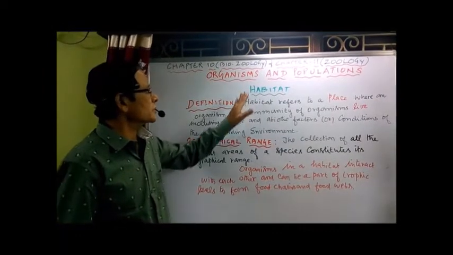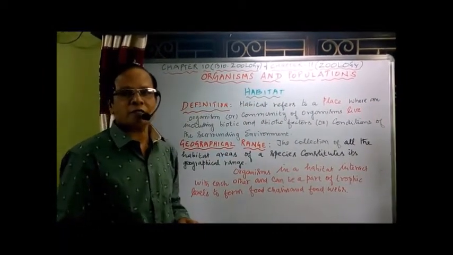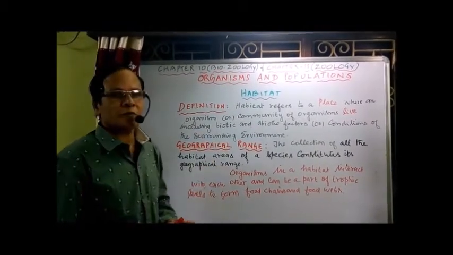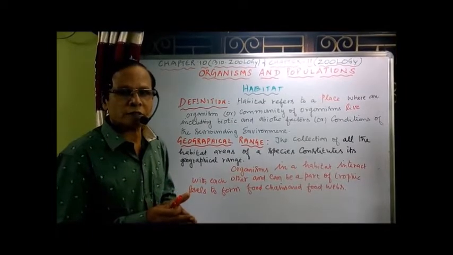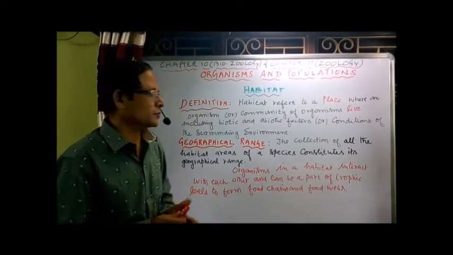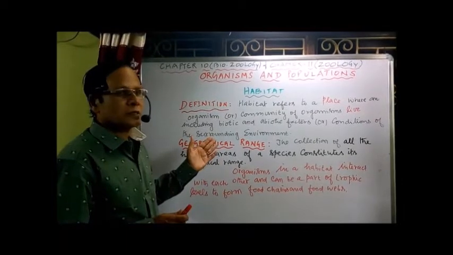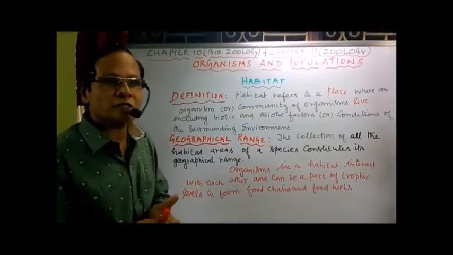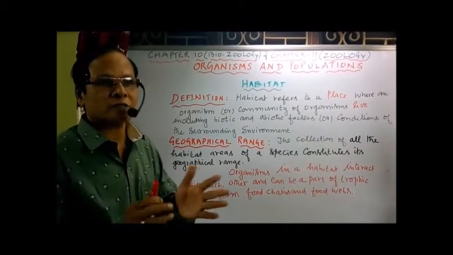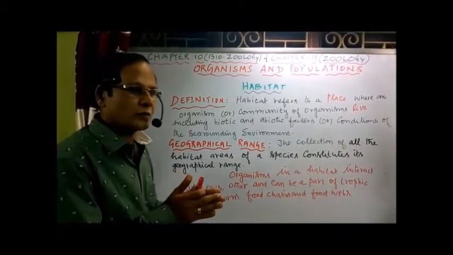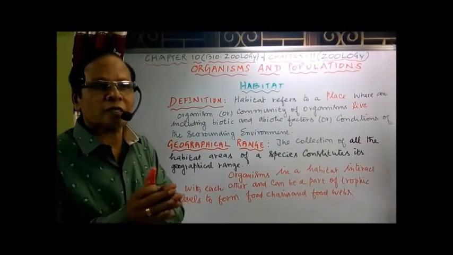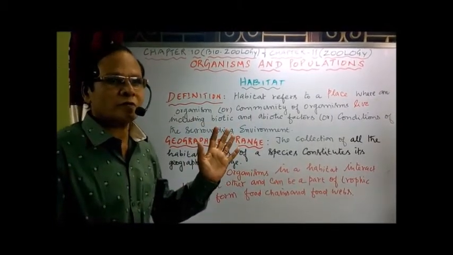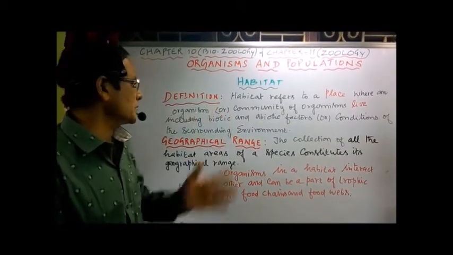Next we have to discuss habitat. Simply, we can say the place of living is called a habitat. As per the book, habitat refers to a place where an organism or community of organisms live, which includes the biotic and abiotic components, or the different conditions of the surrounding environment. That is called a habitat. The place of living: we can say environment, and within that environment, habitat is the living place.